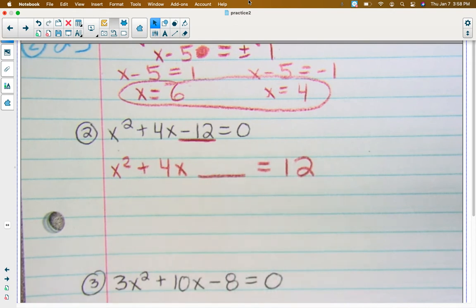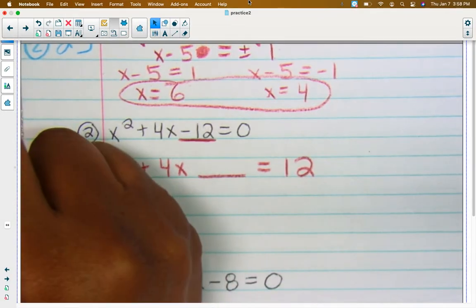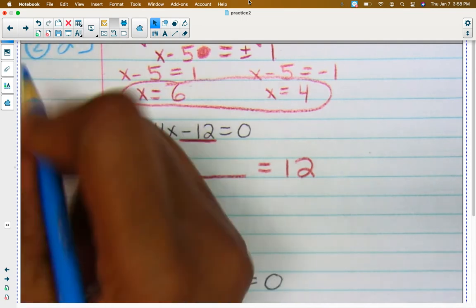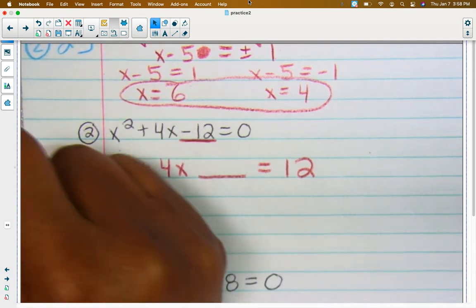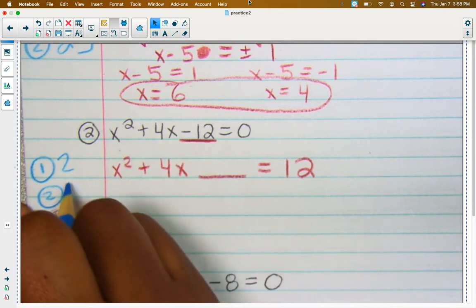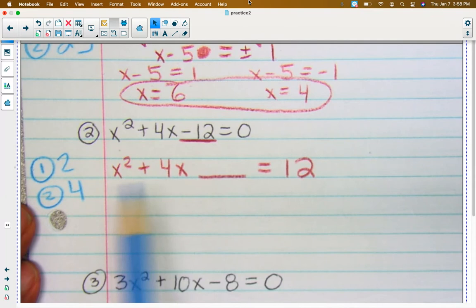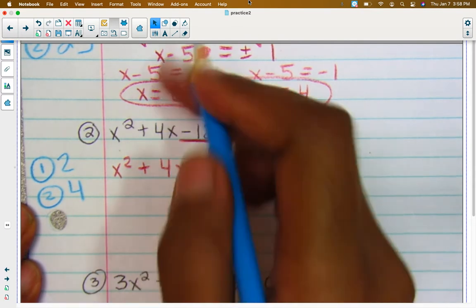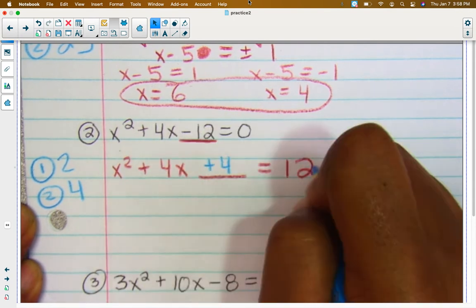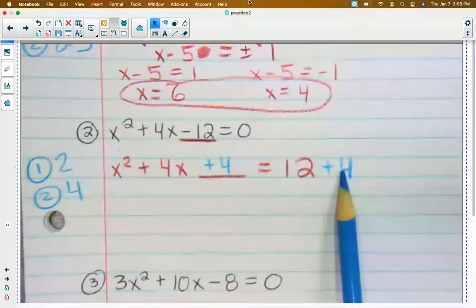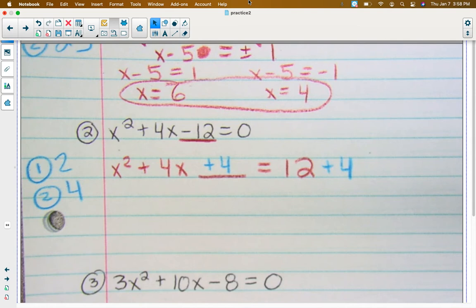Off to the side, I strongly encourage you, and you'll see why in just a minute, to write out your two steps. Half of 4 is 2, and 2 times 2 is 4. So 4 is going to be the number that I add to both sides to keep my equation balanced, because what you do to one side, you have to do to the other side. So I added 4 here, and we added 4 over here, because we have to keep our equation balanced.